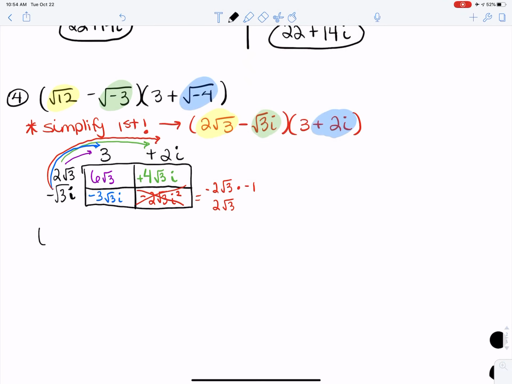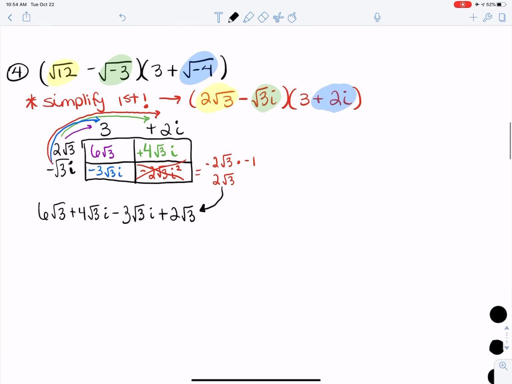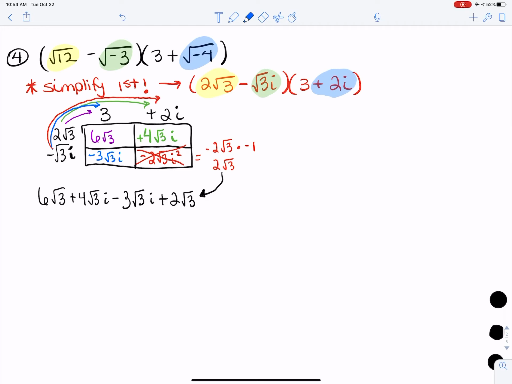And now we can write our final answer, sort of. Rewriting it in a straight line, 6 square roots of 3 plus 4 square roots of 3i minus 3 square roots of 3i plus 2 square roots of 3. Why? Because that's where that comes from. And now let's combine real with real, imaginary with imaginary. So our real numbers are 6 square roots of 3 and 2 square roots of 3. So that is 8 square roots of 3. And then our imaginary numbers are 4 square roots of 3i minus 3 square roots of 3i. And so that leaves you with 1 square root of 3i. But we don't put ones. We're just going to leave it just like that. And there's our final answer.